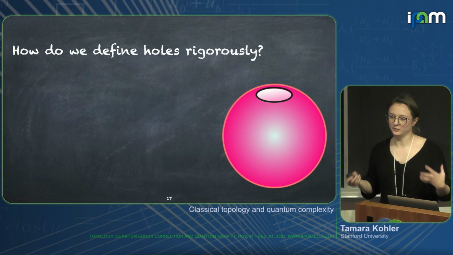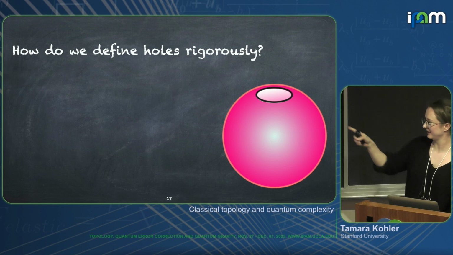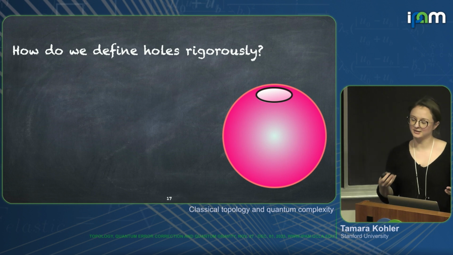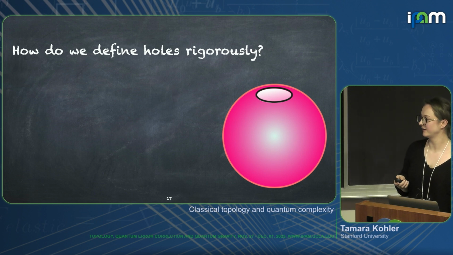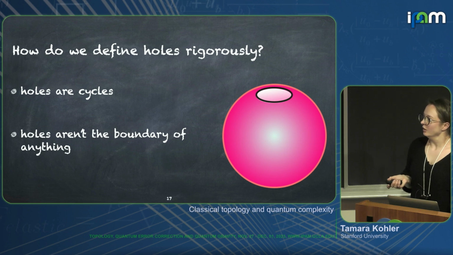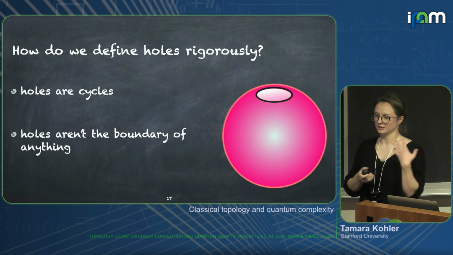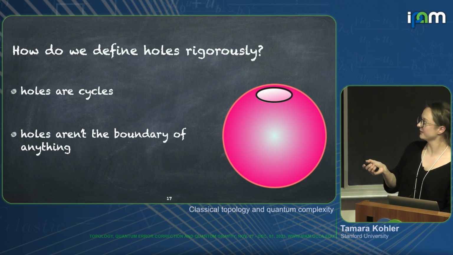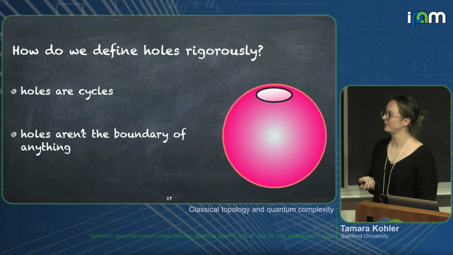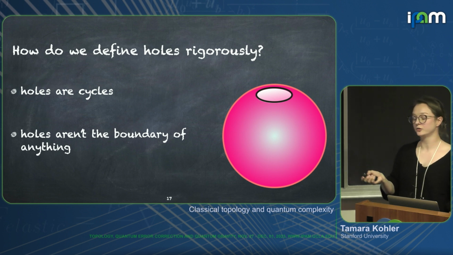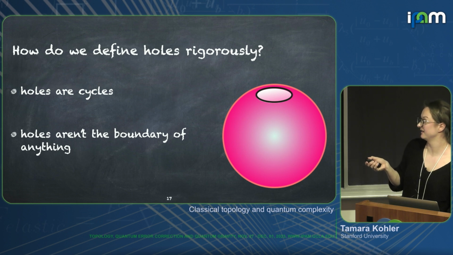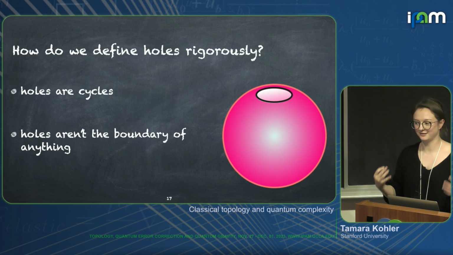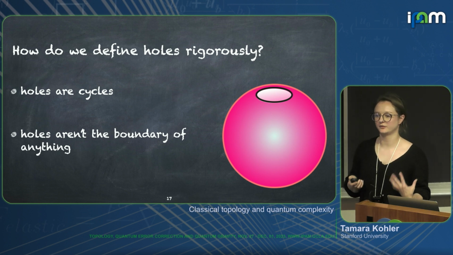And intuitively, we all know what a hole is. We can look at this sphere and say, yeah, there's a hole up there. But as you get to higher and higher dimensions, you can't look at things. We need to actually be able to rigorously define what we mean by a hole. So building on our intuition, we know that holes are cycles. So this hole is bounded by a cycle, something without boundary. But holes themselves also aren't the boundary of anything. So there's nothing inside this hole. That's why we think of it as a hole. Okay, so we're getting a little bit closer. This is slightly rigorous, but it's definitely still not fully rigorous.